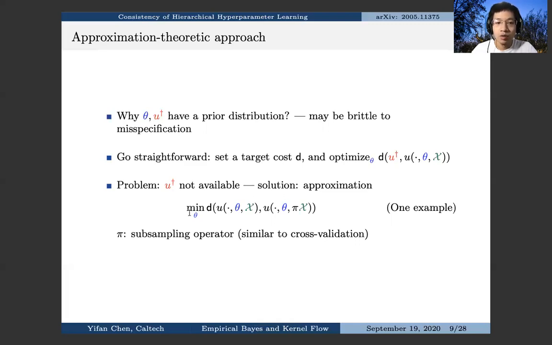As one example, we can optimize the distance between the GPR solution using X and the GPR solution using a fraction of the dataset, pi x, where pi is the subsampling operator, and pi x belongs to X. This perspective is very similar to the method of cross-validation because we are using the fraction of the dataset pi x to infer the property of the previous dataset X.